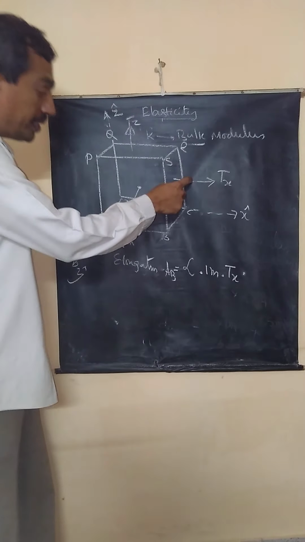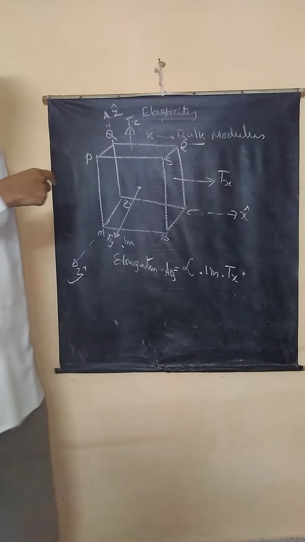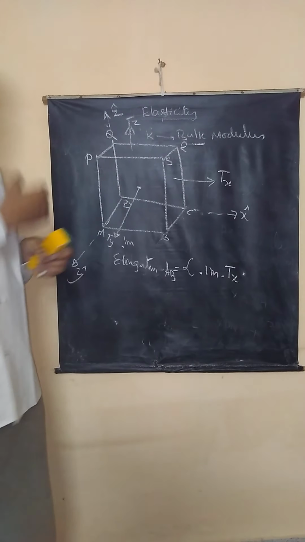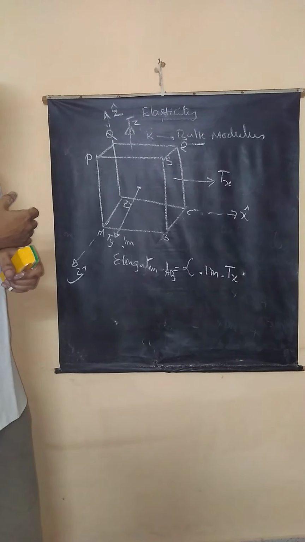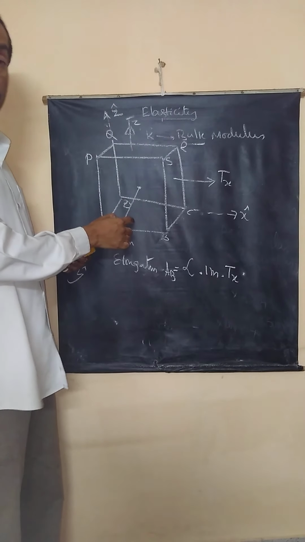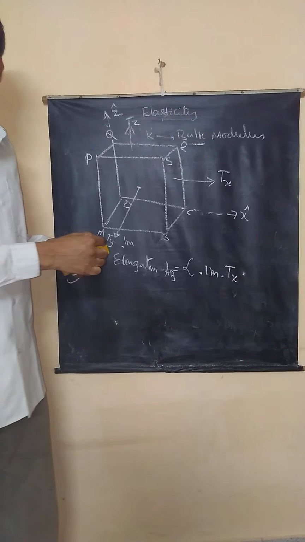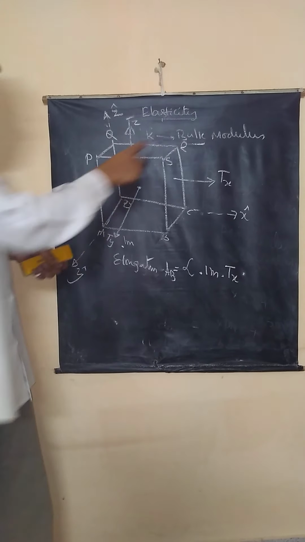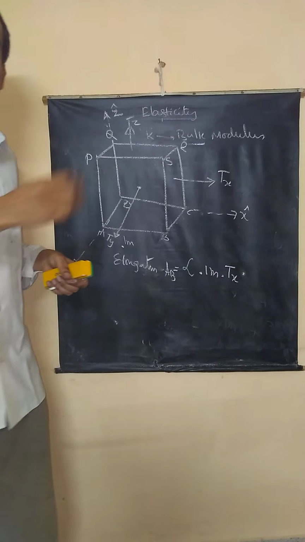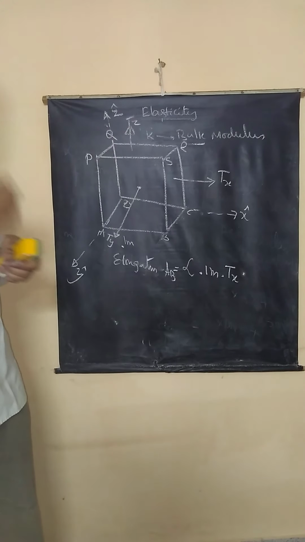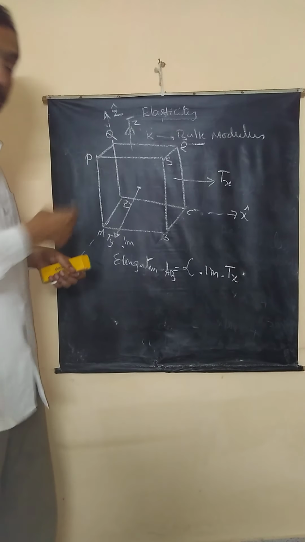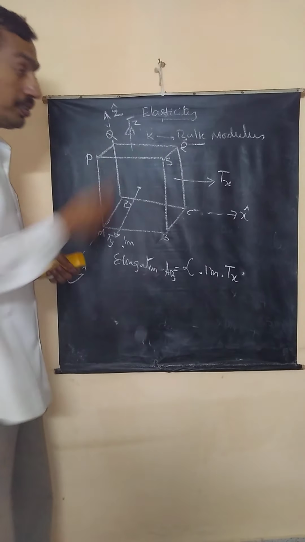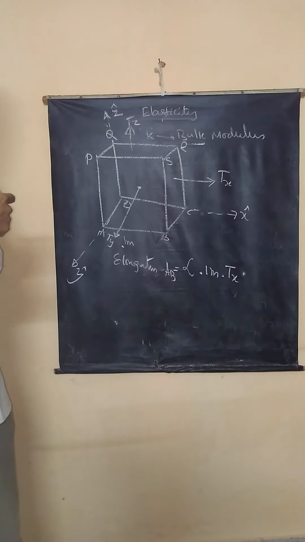So now there are three perpendicular stresses on this cube which will change the volume of the cube. What is the change in volume relative to the original volume? That is bulk strain. Bulk modulus of elasticity is bulk stress by bulk strain. So we need these definitions to calculate bulk strain when all three stresses are in action.